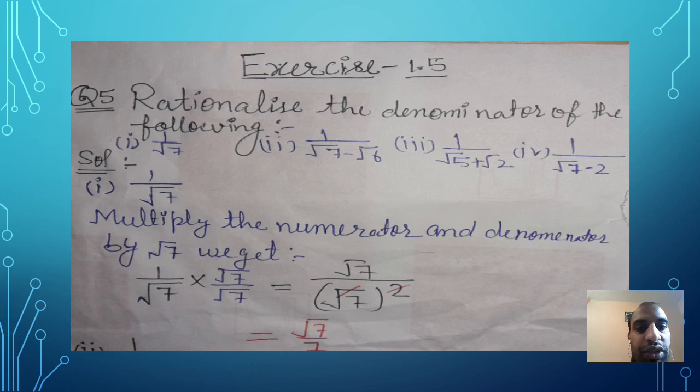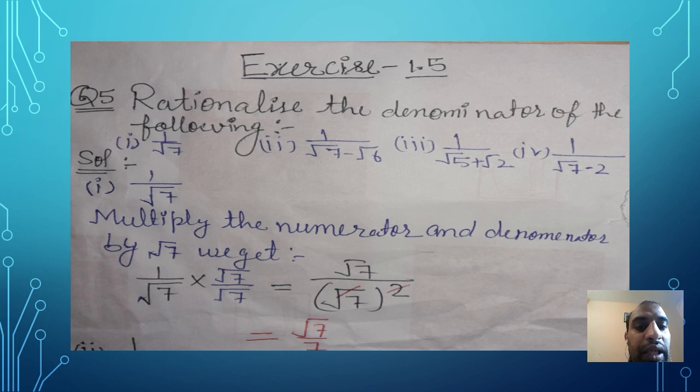So let's take the first question. As I told you, we need to multiply by its conjugate. The conjugate for a single term remains the same number as it is in the denominator. So the first question: 1 upon under root 7. Multiply the denominator and numerator by under root 7. Whatever the number is in the denominator, with the same number we need to multiply numerator and denominator. And why are we doing this? To remove the square root sign.